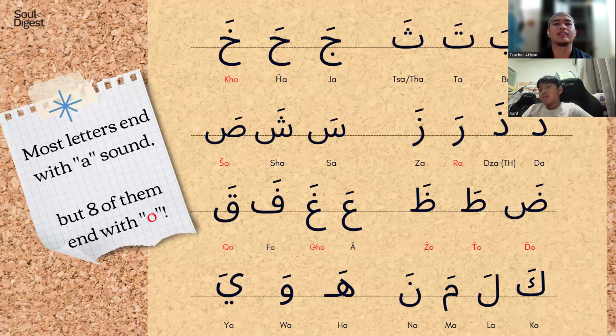A, ba, ta, tha, ja, ha, kha, da, dha, ra, za, sa, sha, sa, da, ta, za, a, gha, fa, qa, ka, la, ma, na, ha, wa, ya.